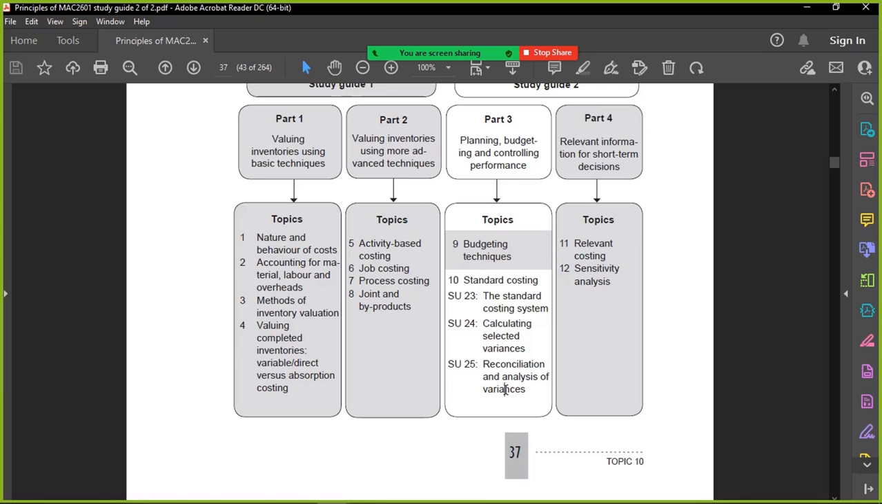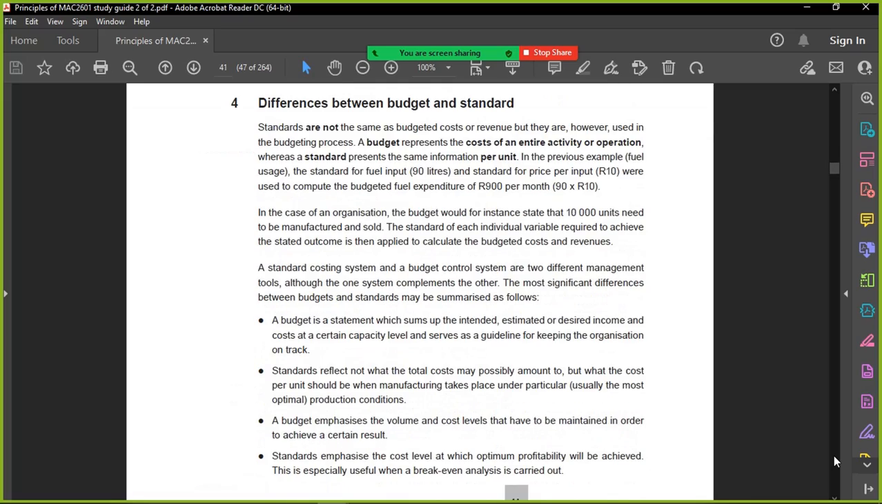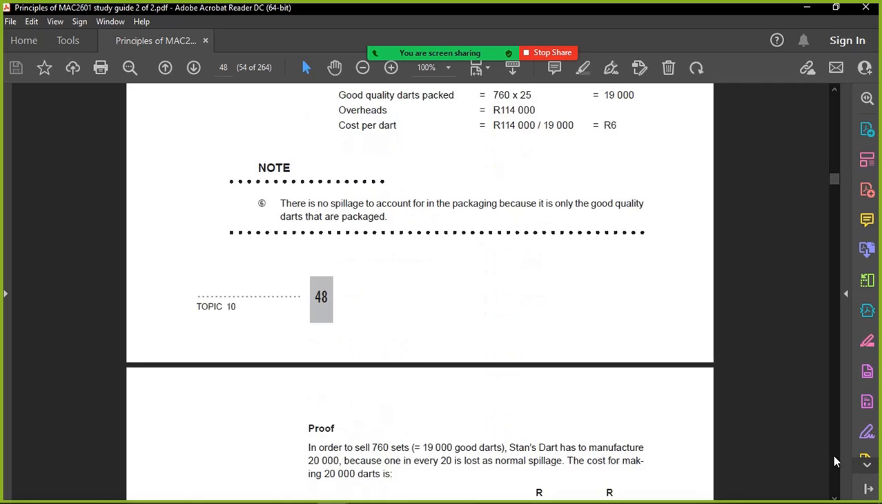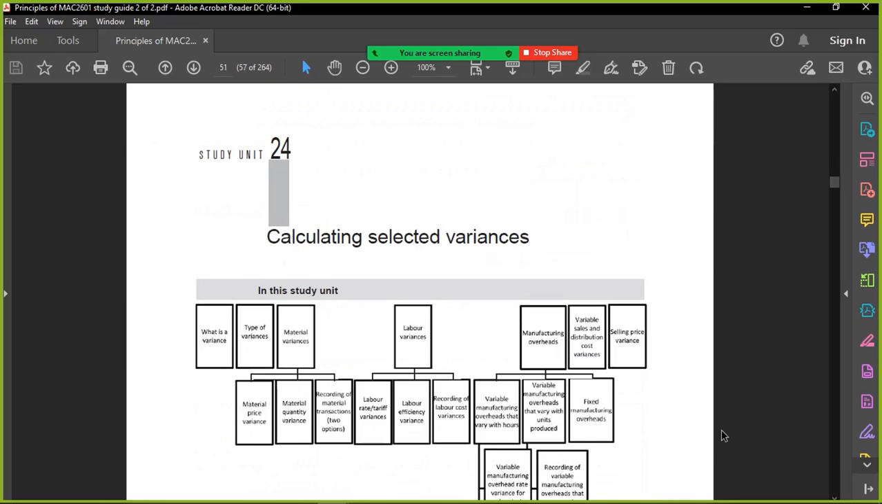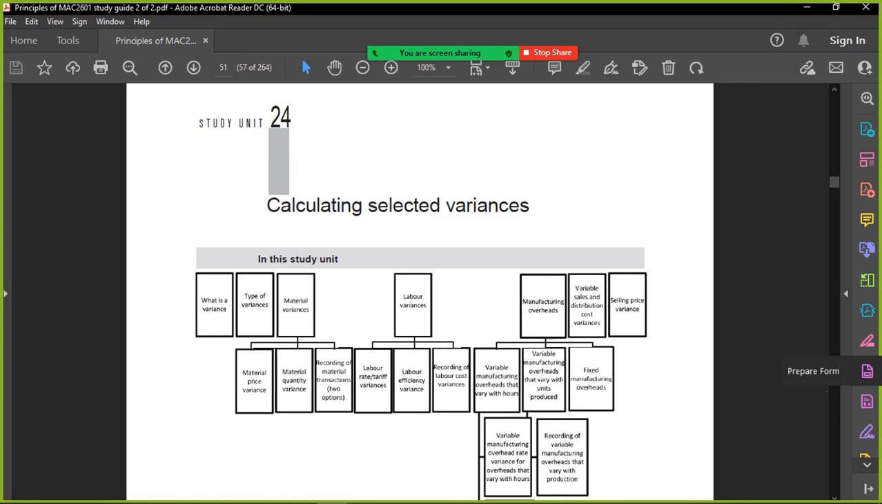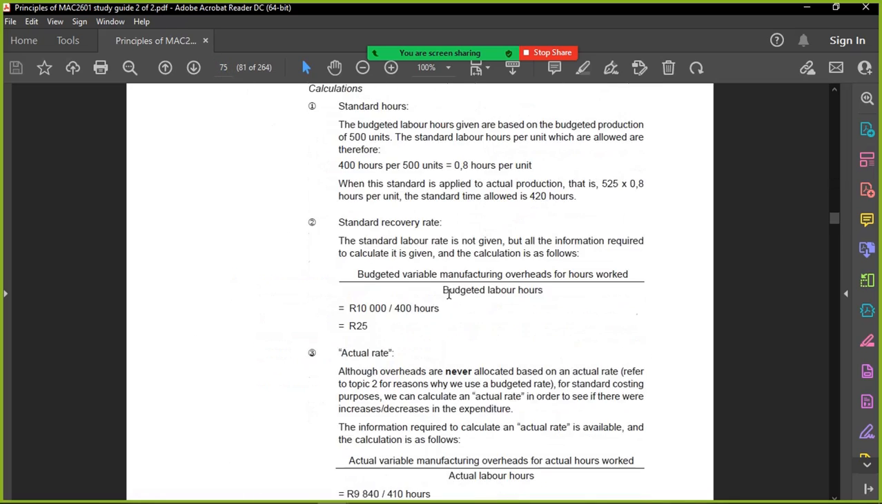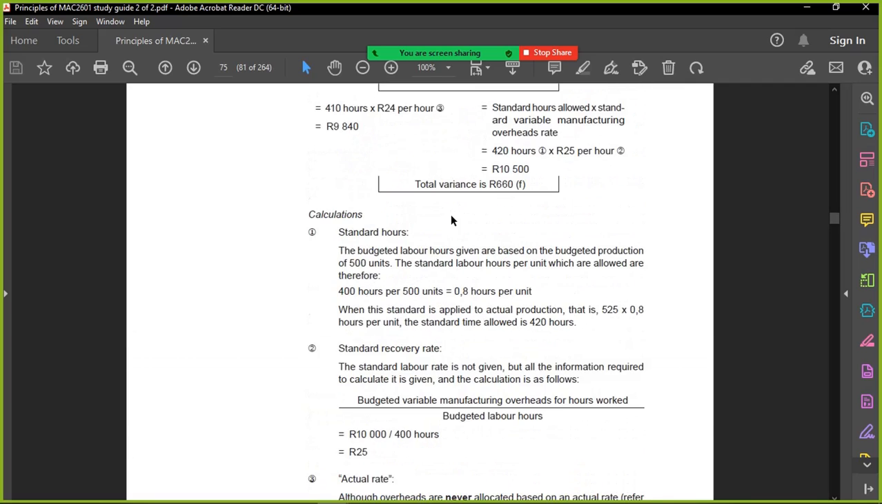Okay, let me just see then what variances, the total manufacturing total variable overhead. So there's a total manufacturing overhead. Which page are you looking at? Study unit 24. Let me just get to the total variable manufacturing overhead. It's page 75. Yes, 75. Okay. Oh yeah, here. Page 75. All right. Your question?